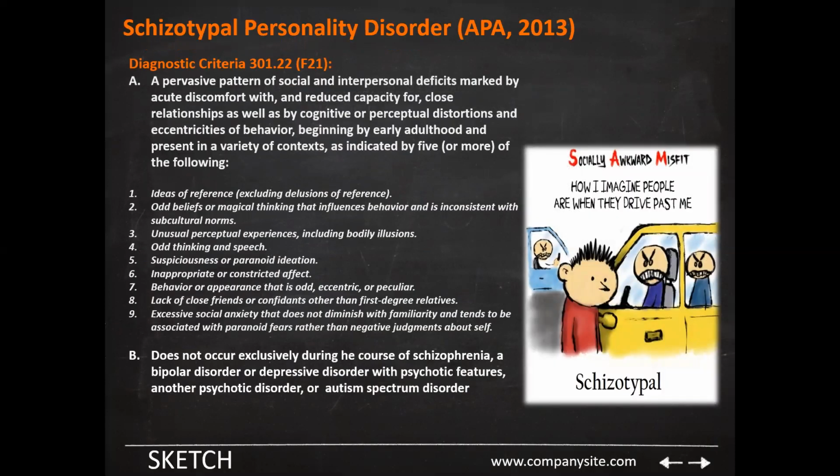Schizotypal personality disorder, STPD, is characterized by significant discomfort with social interaction and close personal relationships, and a lack of interest in developing enduring friendships. Additionally, the person with schizotypal personality disorder has cognitive misrepresentations and eccentric behaviors.